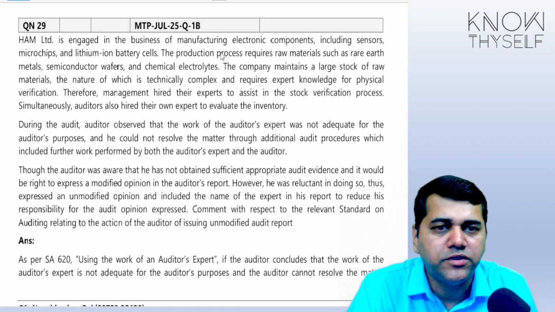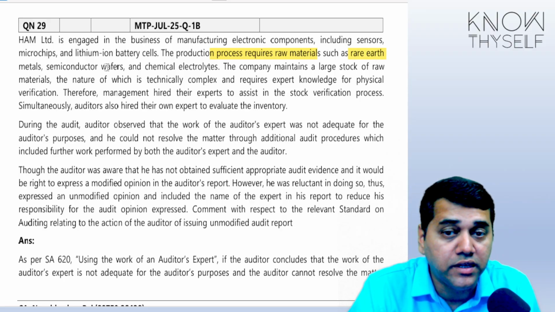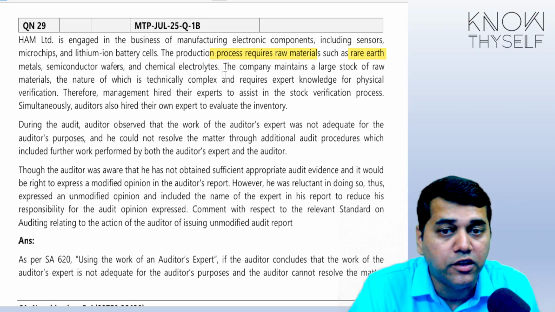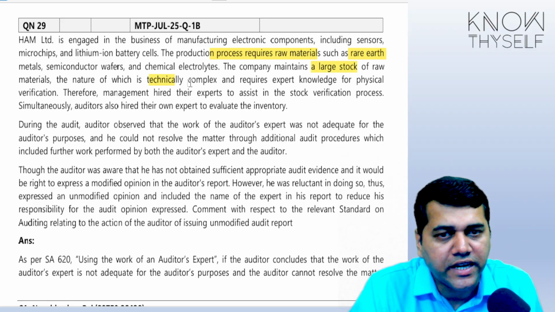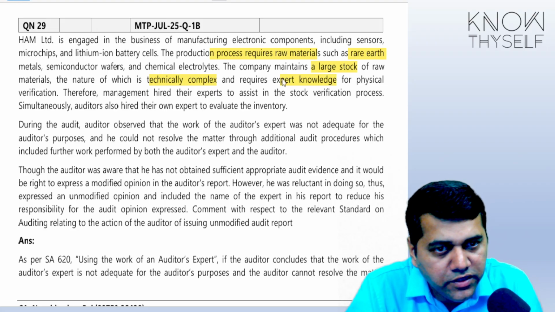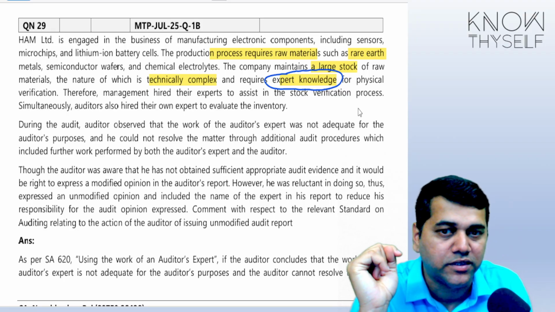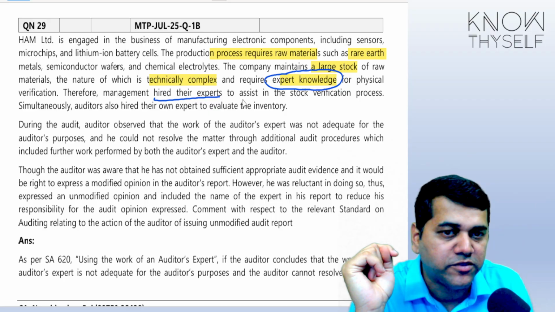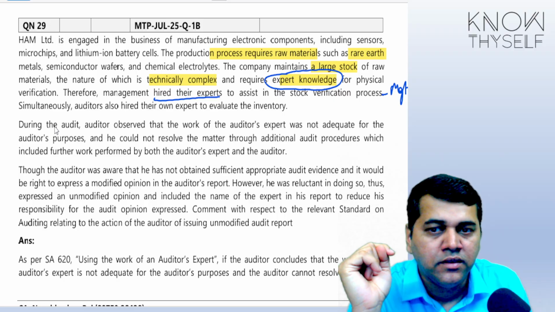HAM is engaged in the business of manufacturing electronic components. The production process requires raw material such as rare earth metals, semiconductor wafers, chemicals, electrolytes. Very complex raw material. The company maintains a large stock of raw material, the nature of which is technically complex and requires expert knowledge of physical verification. So that means physical verification is not so easy. This is your keyword that they are talking about the expert here. Therefore, the management hired an expert to assist the stock verification process. So who is this? This is called a management expert.